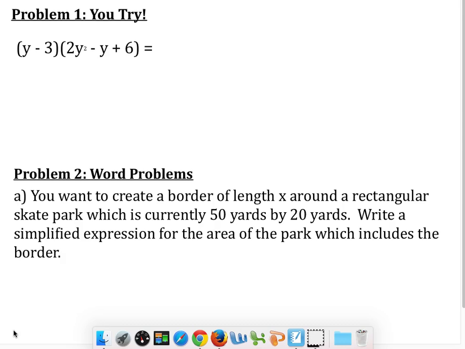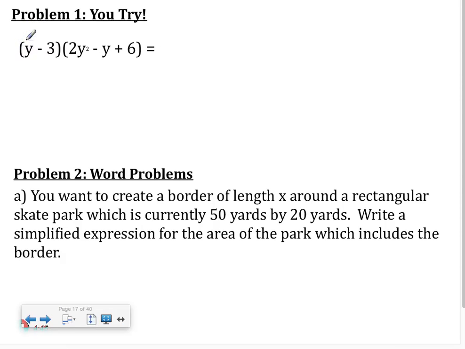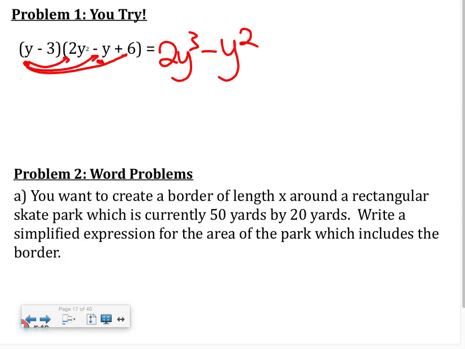So again, I'm going to distribute this y to everything. So I'm going to distribute this y to this 2y to the second, this negative y, and to this 6. So when I multiply this y to this 2y squared, I'm now going to have 2y to the third. When I multiply the y to the negative y, since I have y times y, I'm going to have negative y squared. And when I take this y and I multiply it to the 6, I'm now going to have plus 6y.